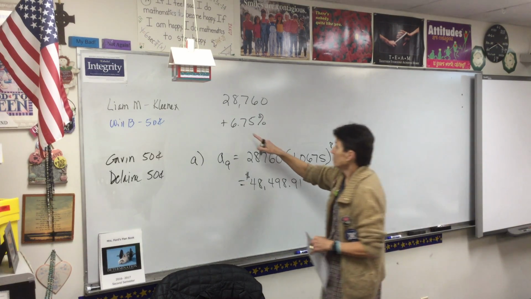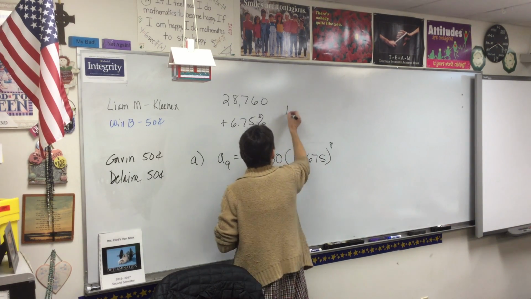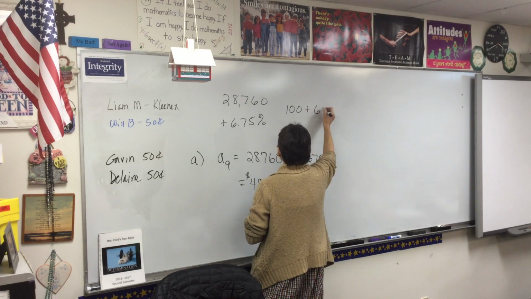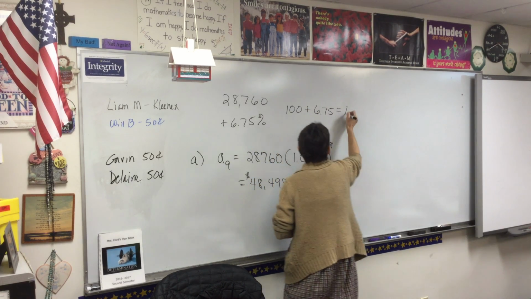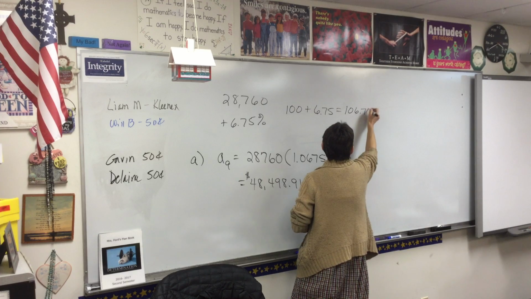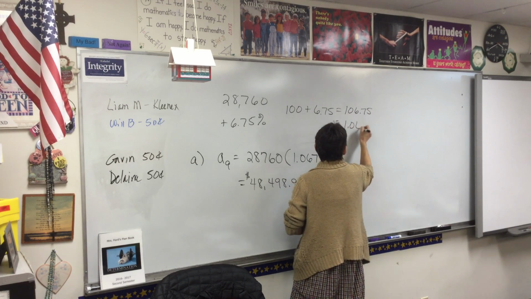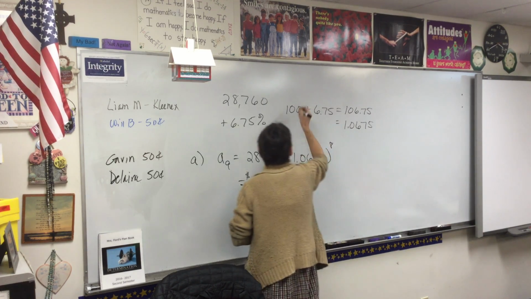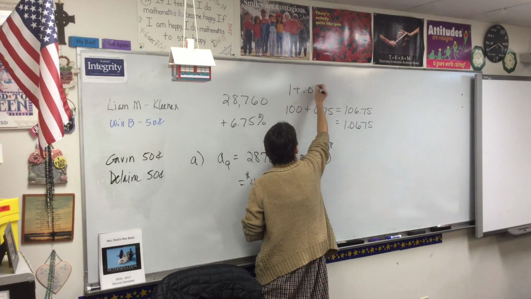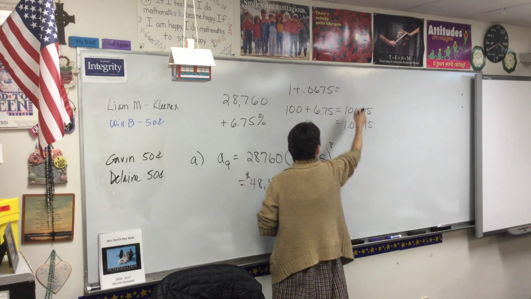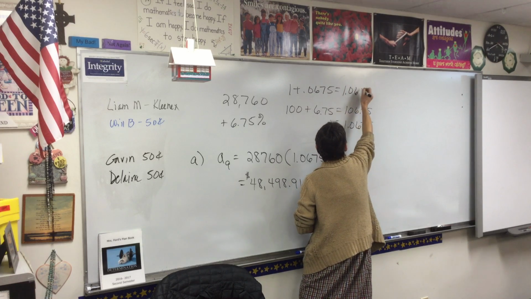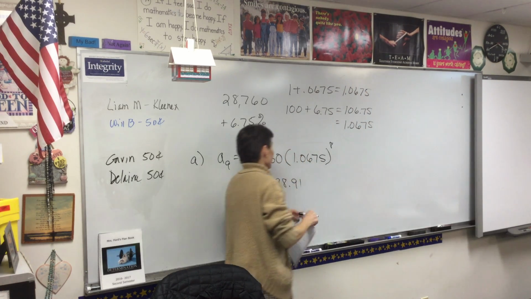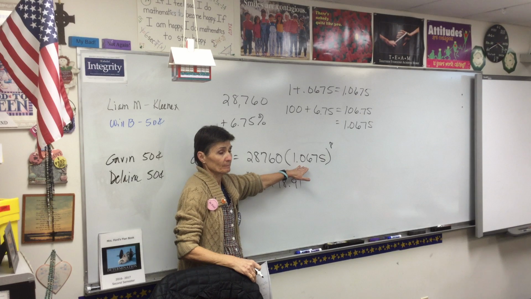Remember, it's going up this much. So you're either going to do 100 plus 6.75 and then change that into a decimal, or you're going to take 1 plus 0.0675 and get the same number. I don't care which way you do it, but that is the number that you've got to have in this spot.